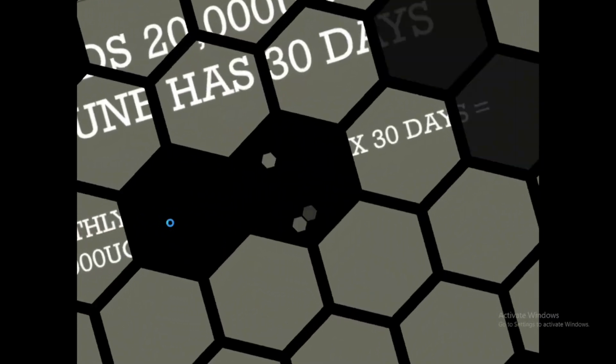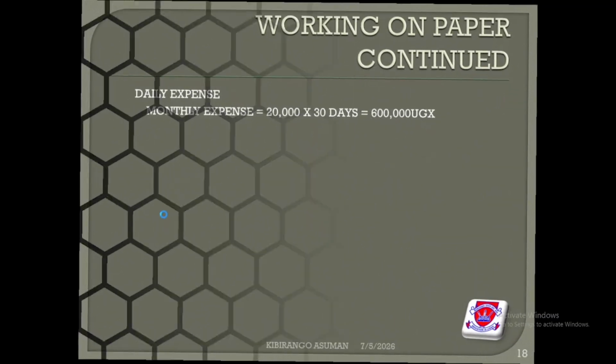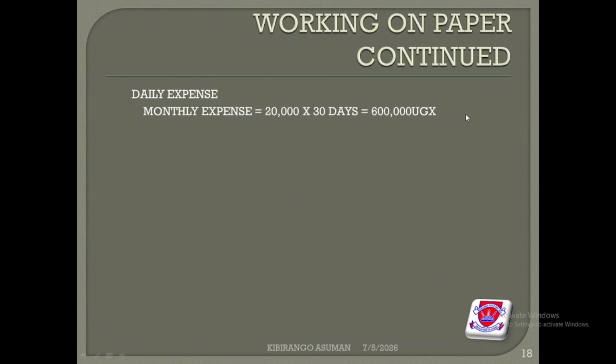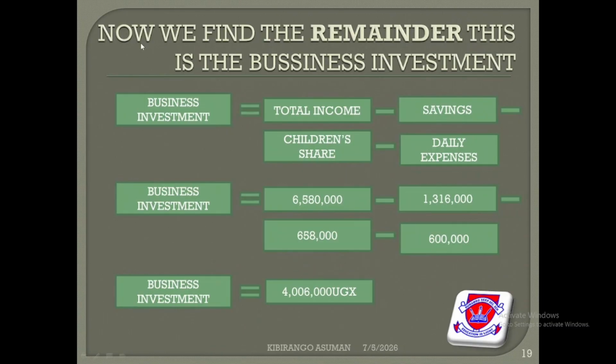When we move on to the next section, working it on paper continued. The daily expenses equal the monthly expense, which is 20k times 30 days, which is 600,000 Ugandan shillings. Hope we are together. Now we find the remainder, the business investments. The business investment equals the total income minus the savings, which is 20% of the total income, minus the children's share, which is 10% of the total income, and minus the daily expenses, which is 20k times 30 days.